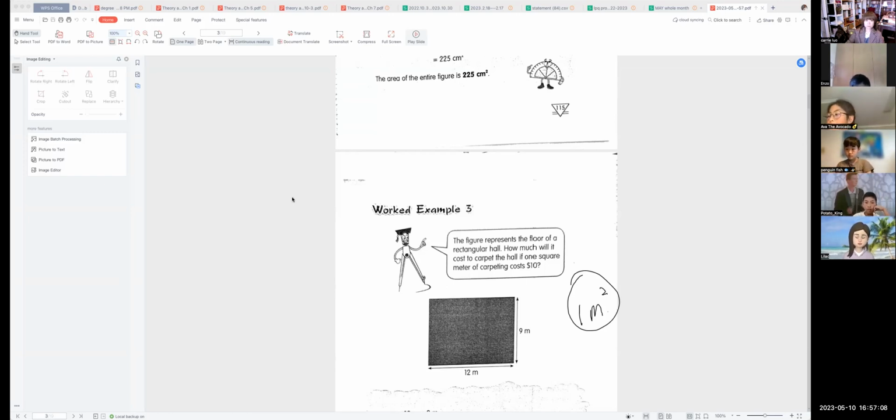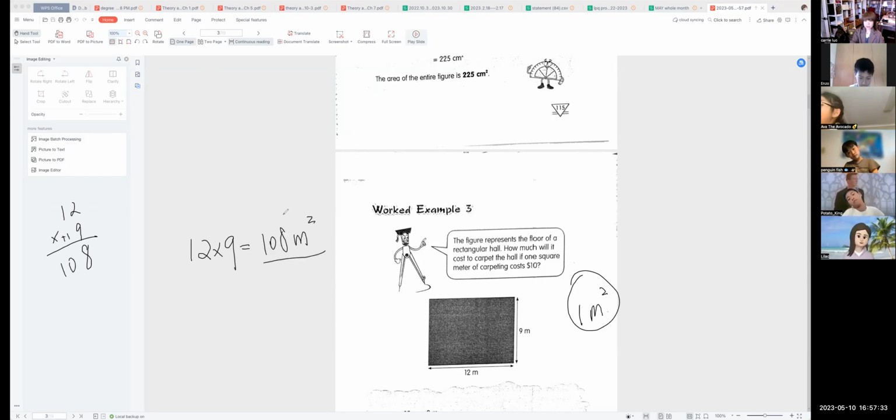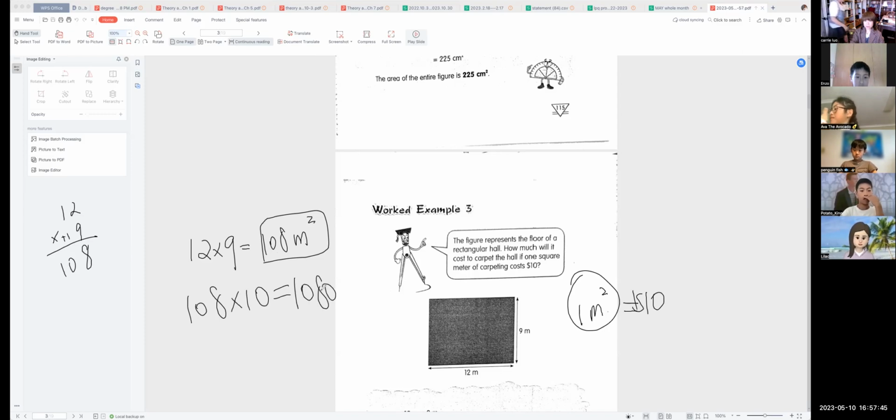Okay, so I'm going to stop waiting. So everybody, in order to calculate how much it costs to cover the hall with all the carpet, we need to understand how much is the area first, right, Enzo? So we're using 12 times 9. So 12 times 9, everybody, equals 108 meters square. That is 108 meters square altogether. And we know 1 meter square equals $10. So 108 times 10 equals $1080. That is the total cost of that.